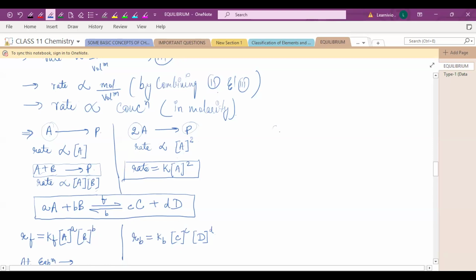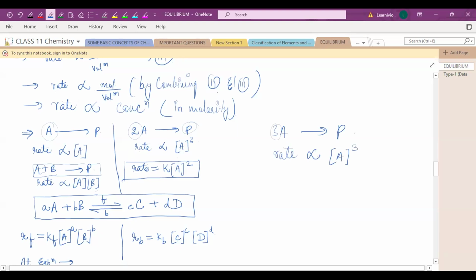Okay, if I say 3A is converted to P, how will you write the rate equation? So rate is directly proportional to the concentration of A. It depends on the concentration of the reactant only, right? So raised to the power 3. Whatever the coefficient over here is, you have to write it as a power.